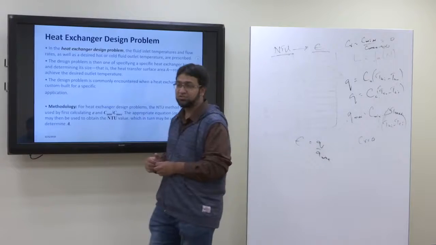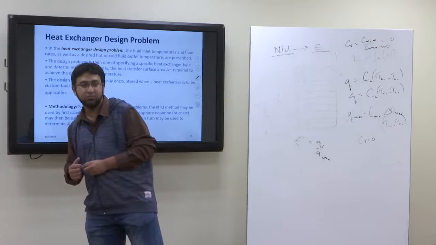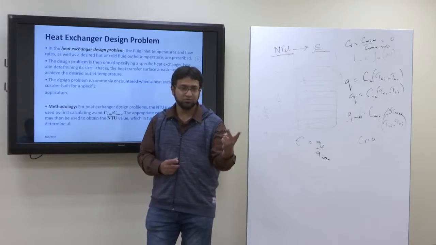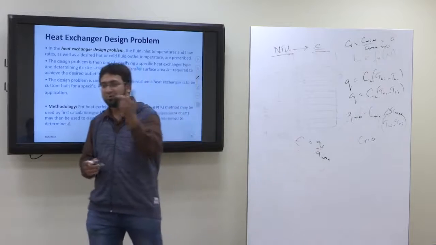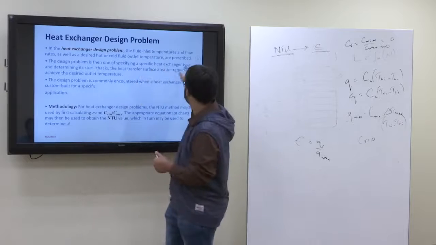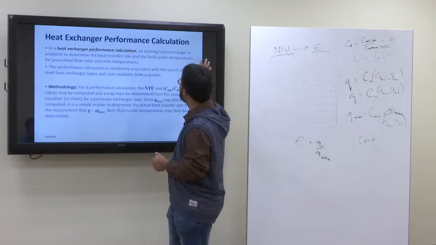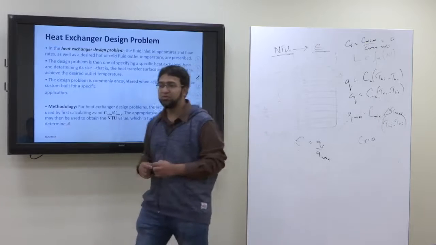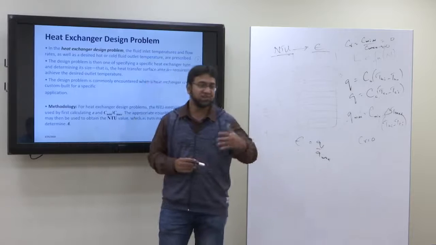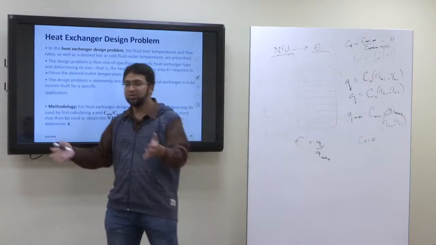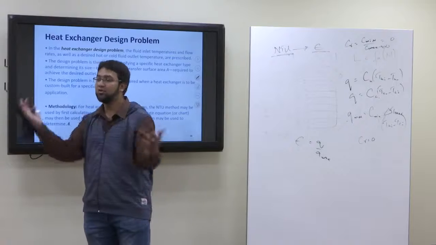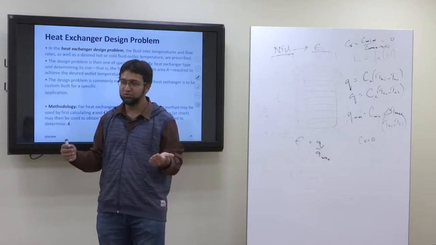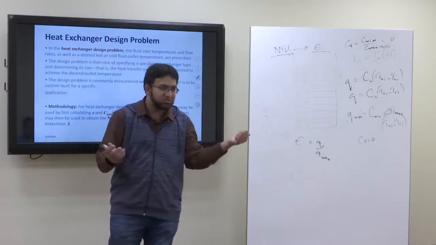Now we move towards the problem solution using the NTU effectiveness method. Now we have two kinds of problems. One is known as the design problem, and the other is known as performance calculation. You have to understand what it means. Whenever it is a design problem, you are at the stage of designing a heat exchanger. You don't know the dimensions, but you know what inlet and outlet temperatures you want. This is a design condition.